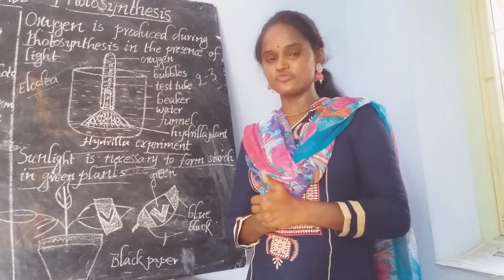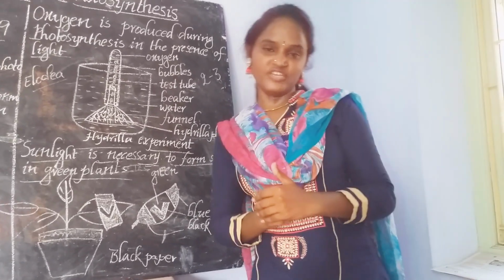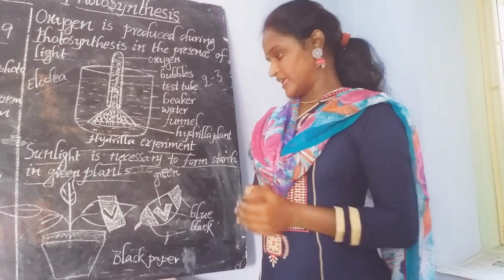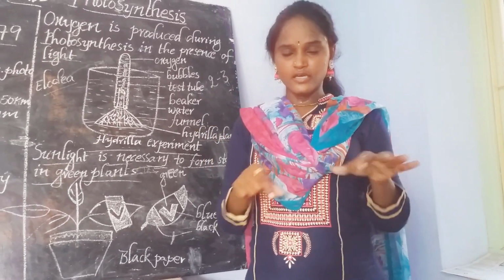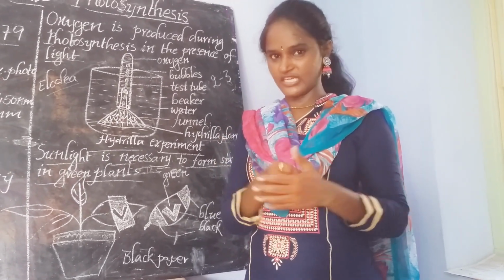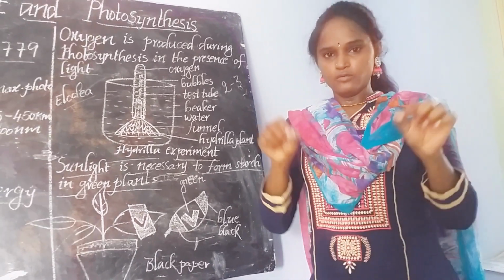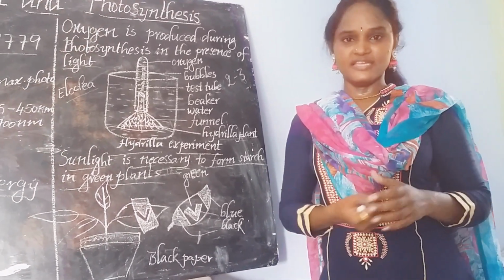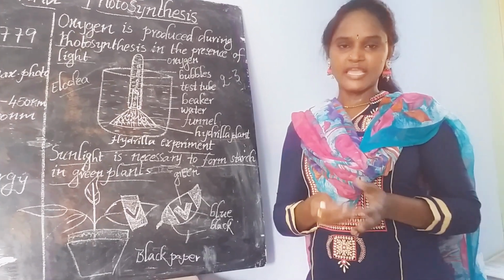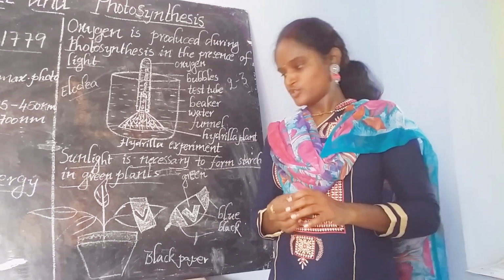What are the materials we have to take? We need a potted destarched plant. Along with that we also need black paper or silver foil, whichever is available, you may take that one. And a scissor to cut the paper into a design. Along with that we also need a petri dish and iodine solution, tincture iodine solution.